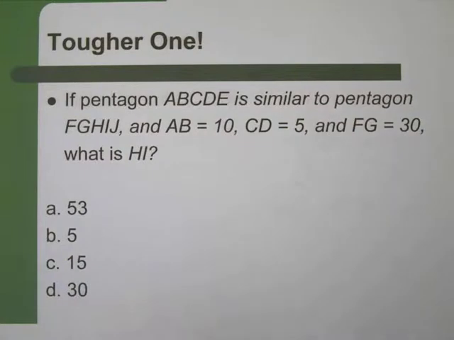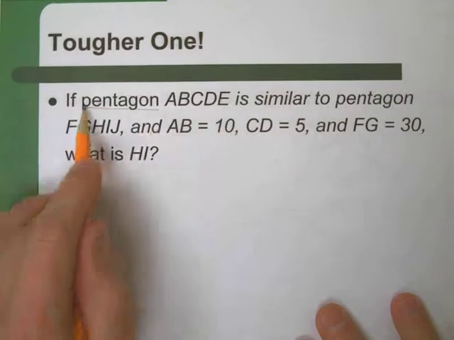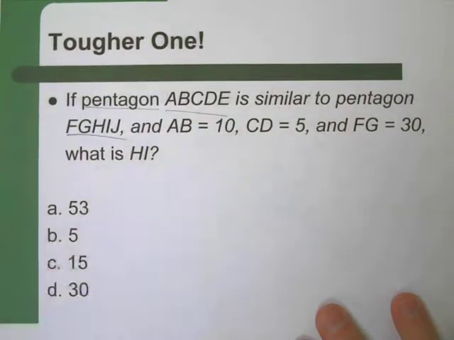Here we go. A couple of examples. This one's actually straight off... well, I don't know if this is off the ACT or not, but it's a little bit tougher because it deals with a pentagon. A pentagon has 5 sides. ABCDE is similar to FGHIJ.